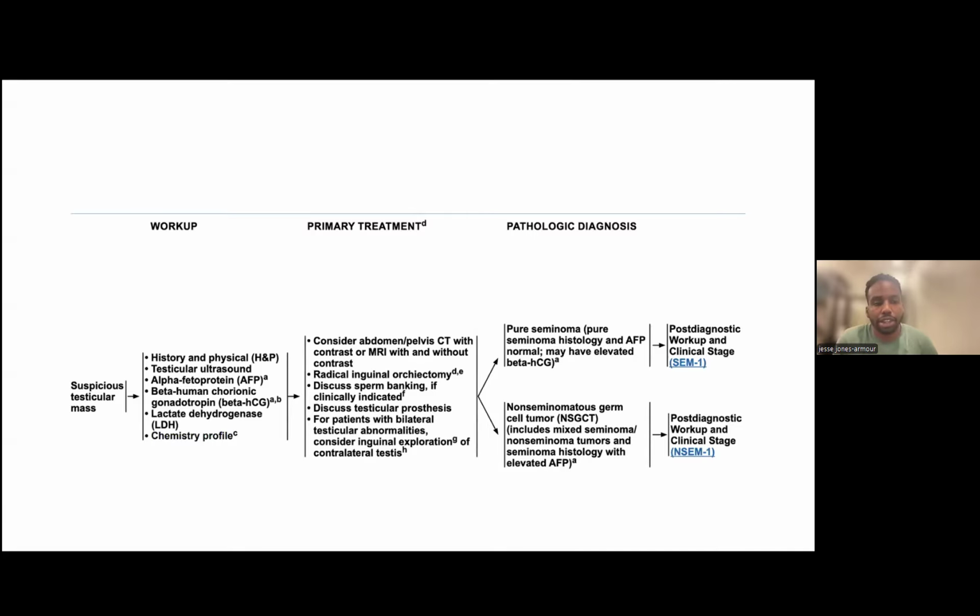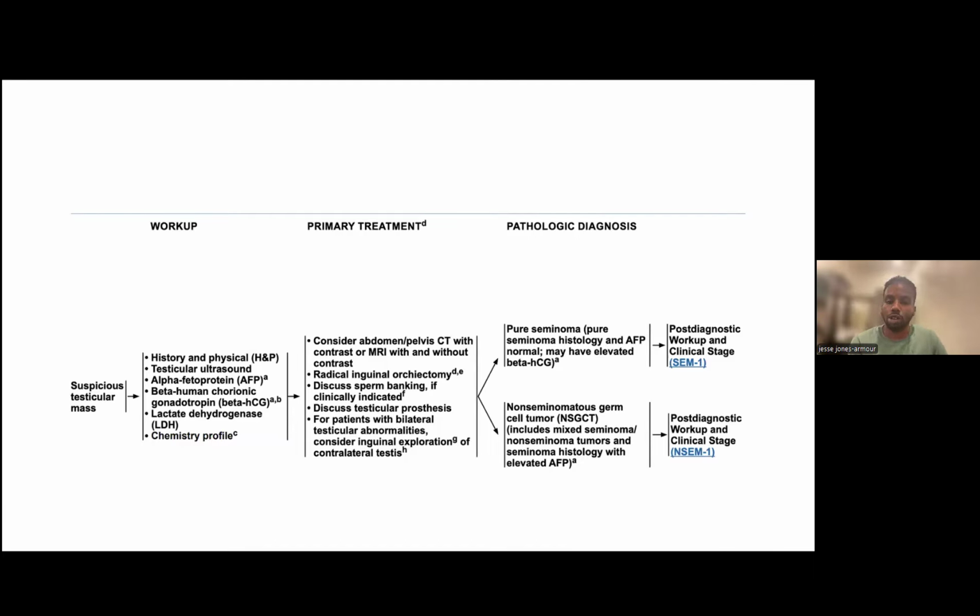Now, I just have some NCCN guidelines just to help summarize the workup and treatment of testicular tumors. So you have a suspicious testicular mass, you do your history and examination, you do your testicular ultrasound, you want to check for your tumor markers, your beta HCG, your alpha fetoprotein, your lactate dehydrogenase, then you would consider doing CT pelvis. You want to do a radical inguinal orchiectomy, because with these patients, the treatment does involve removing one of the testes. And if you do radiation or chemotherapy, you can become sterile.